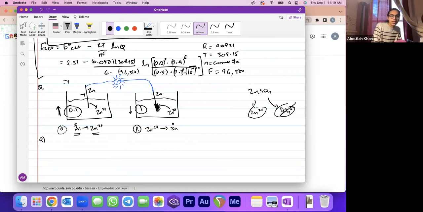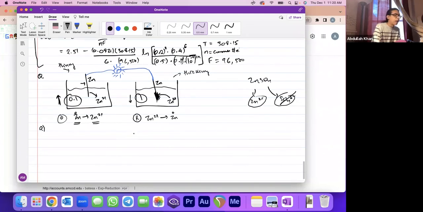So the side that's getting oxidized is thinning. And the side that's getting reduced is getting thicker, thickening. Another question that they can ask is determine the direction of electron flow. Let's put the electrons on the appropriate sides. So 2 electrons here and 2 electrons here.